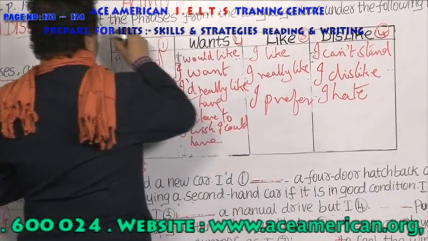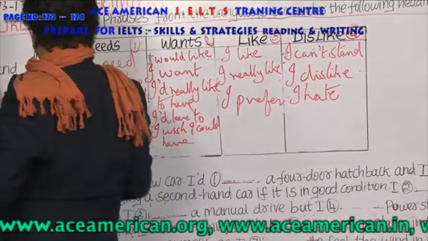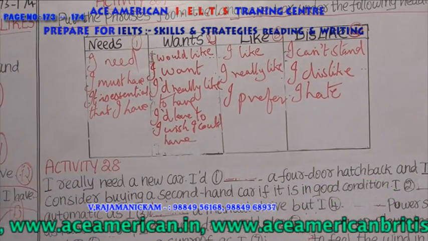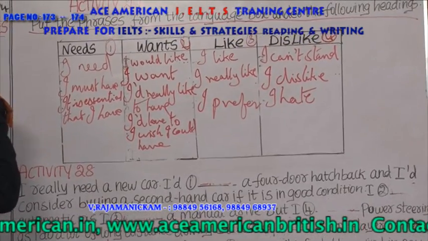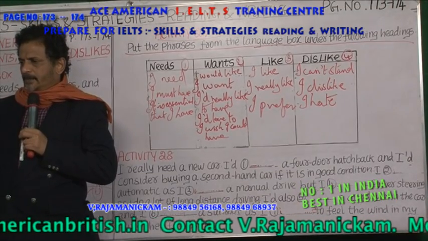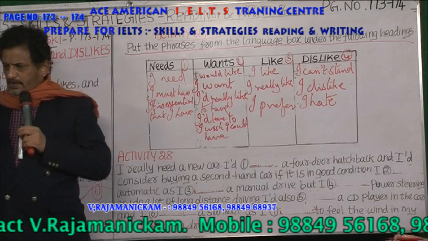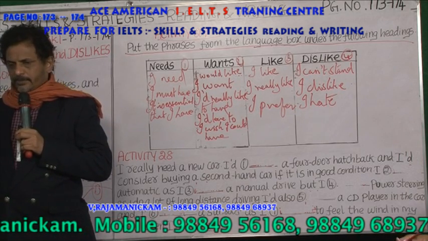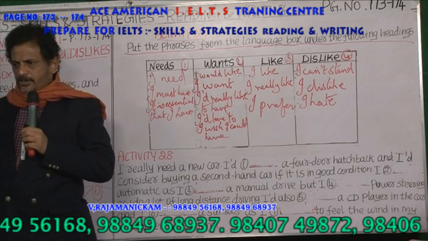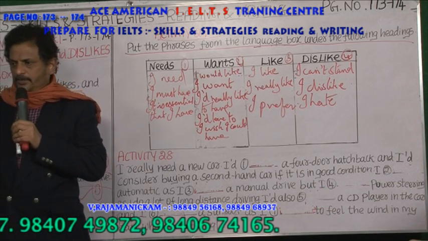So here, put the phrases from the language box under the following headings. This is the language box. Under the headings needs, wants, likes and dislikes, we have chosen 13 words and segregated them into different headings. This is what you have to use. These words are used in your speaking and writing, right? Whenever you hate, like, dislike, or want, or your needs are to be expressed. These are the few words which you have to use, and quite a number of words are there.